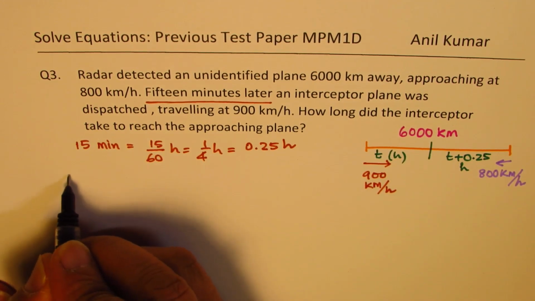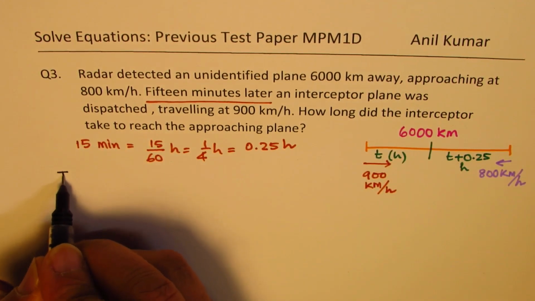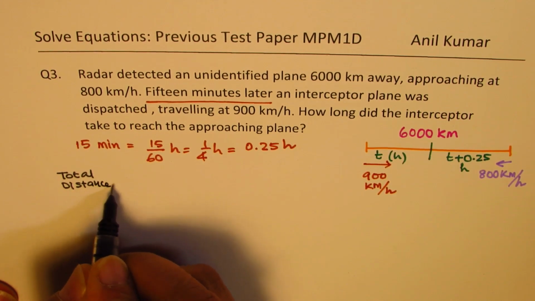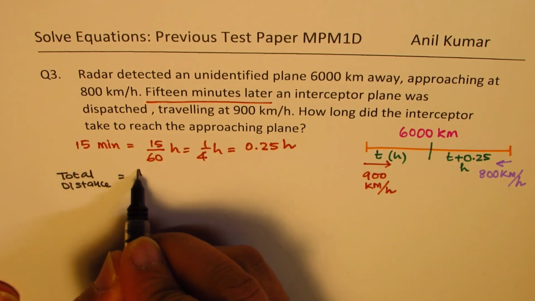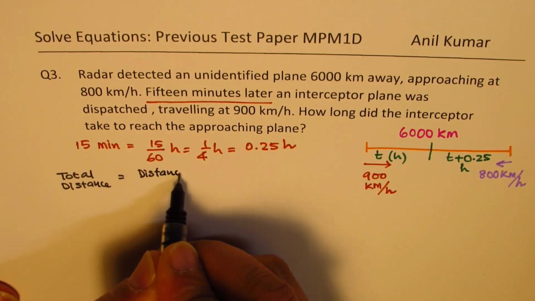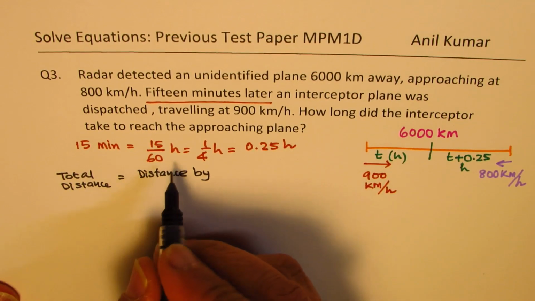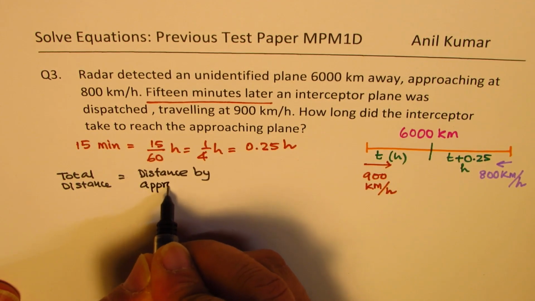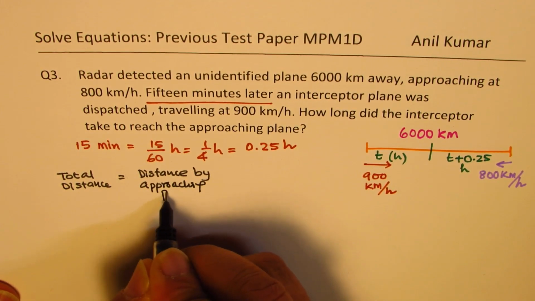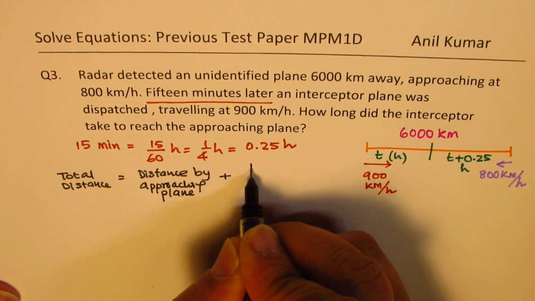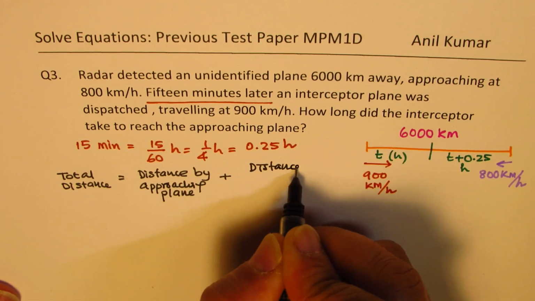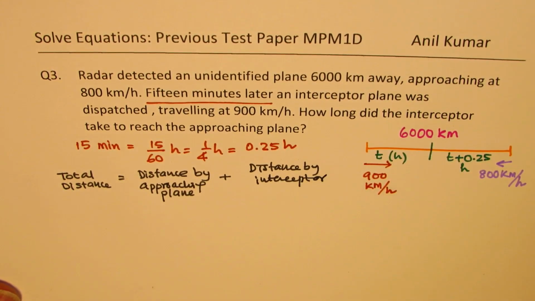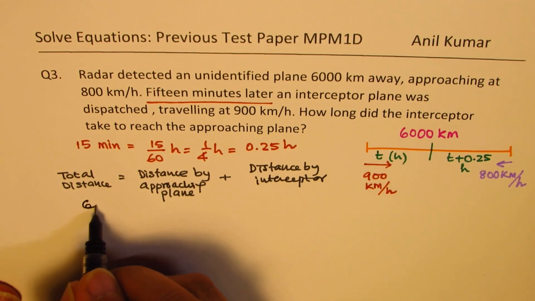So basically, we have that the total distance equals distance by the approaching plane plus distance traveled by interceptor. Clear? So the total distance is 6,000 kilometers.